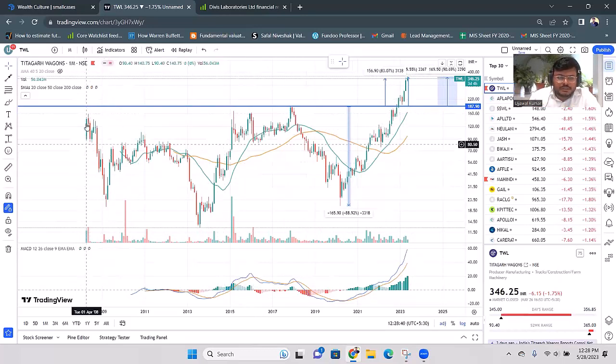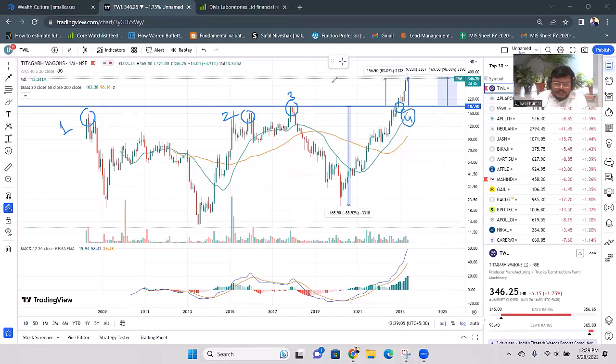So if you look at the chart of Titagarh, and I'm looking all the way from 2008 here. So let me mark this. This is 2008. This is 2015. This is 2018, and this is 2023. Right. So we have 1, 2, 3, and 4. I'm numbering this because this level of 187 is a very important level for me.